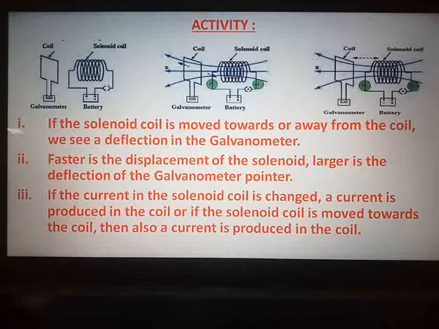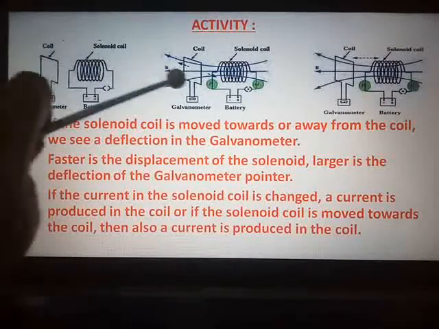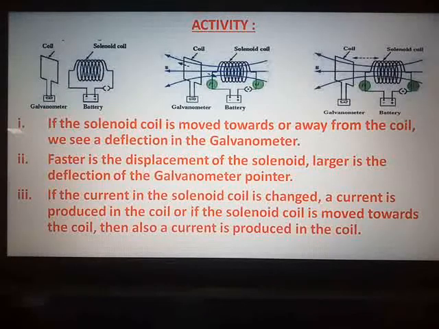So on this activity, diagrams can be provided to you in the exam and questions can be asked. How do you come to know about the production of current, or what happens when the current in the solenoid coil is changed? So prepare with this activity. After this activity, we are going to study a small concept, Faraday's law of induction.